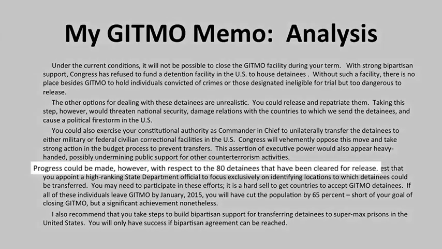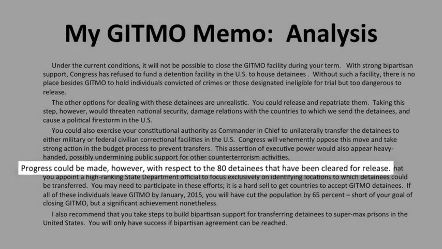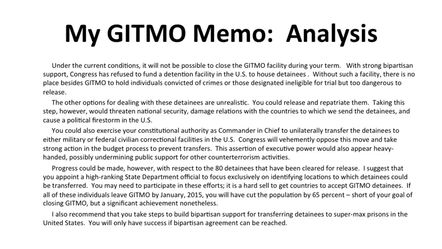Now I'll go to the fourth paragraph: progress could be made, however, with respect to the 80 detainees that have been cleared for release. So you can see here is my third strategic goal of providing a couple of ideas about how progress could be made, and that's what I spend the rest of my analysis section doing. So, a clear paragraph structure that lays out the core elements of my argument, and then the supporting sentences, not the first sentences, but the supporting sentences, are the guts, the defense, the substantive material to help prove that my opening sentences, where I make my arguments, are indeed correct.